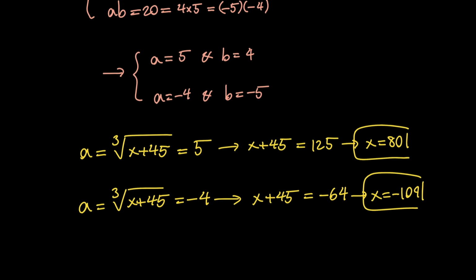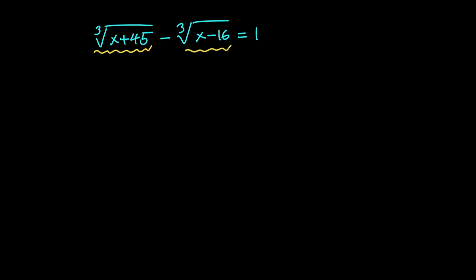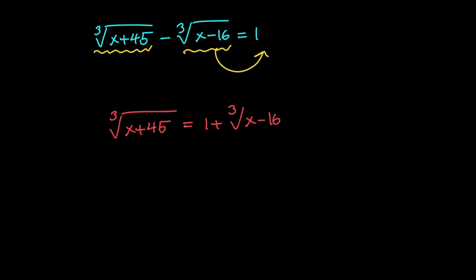Now let's try to solve our equation using the second method. But before we do that, let me rewrite the equation. So the equation was the cube root of x plus 45 minus the cube root of x minus 16 equals 1. So in the second method, I'm going to try to isolate this cube root by moving this to the right-hand side. So if I do that, I will have the cube root of x plus 45 equals 1 plus the cube root of x minus 16.